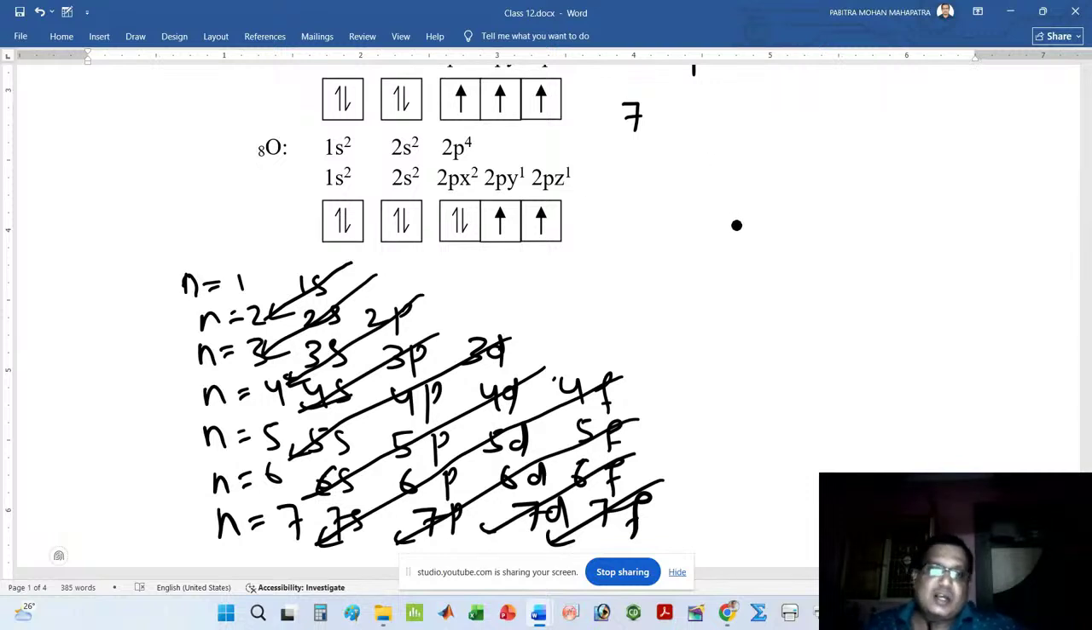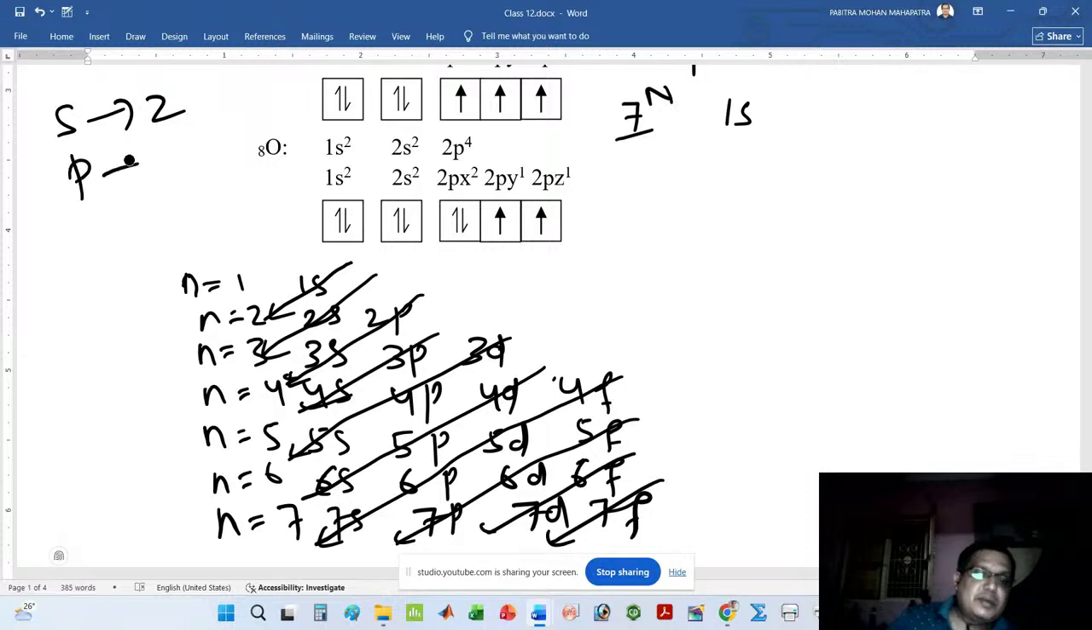How will I distribute the electrons in the subshells? The nitrogen atom has 7 electrons. At first, your target is to give electrons to the 1s orbital. Why will I give the electron to the 1s first? Because it has the lowest energy. So the first subshell is your 1s. Clear? Here we know that the s subshell has 2 electrons, the p subshell has a maximum of 6 electrons. It cannot carry 7 electrons.